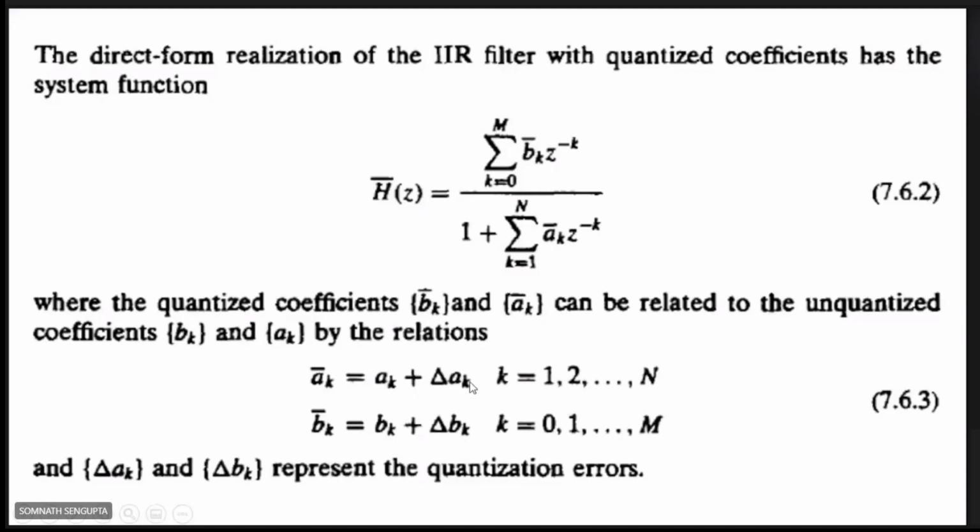So that tells how much error there is, how much change there is in the coefficients, before quantization and after quantization. And this delta ak and delta bk represent the quantization errors. Because that is the only error possible, that is half of LSB. Quantization error.